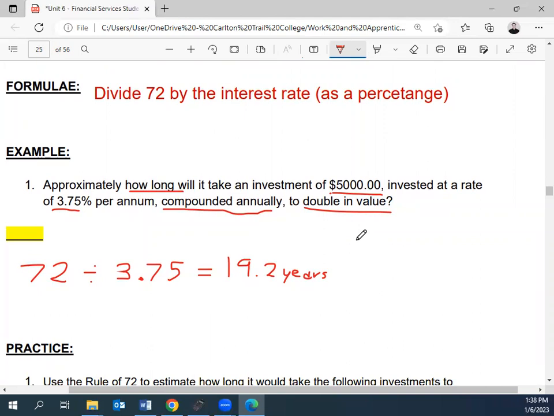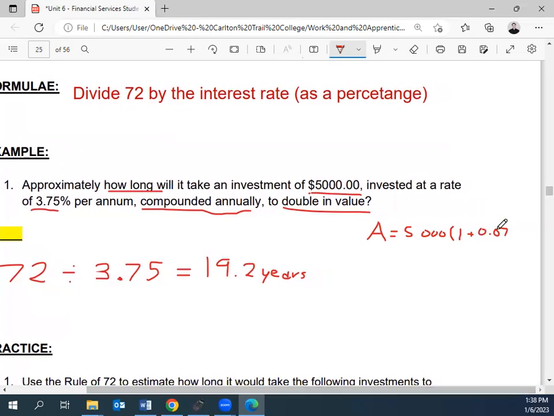Okay, you don't need to write this next part down, but I just want to show you. If I were to take that compound interest formula and plug this stuff in, I'd get 5,000 times 1 plus 0.0375, all over 1 because it's compounded annually, and this whole thing is to the power of 19.2 because it's 1 times 19.2.